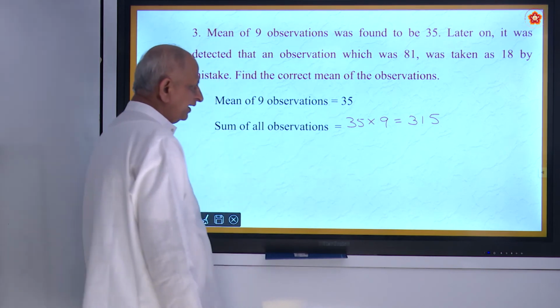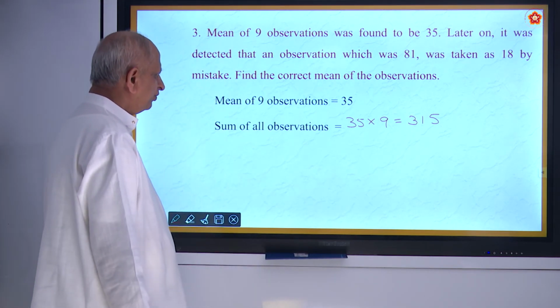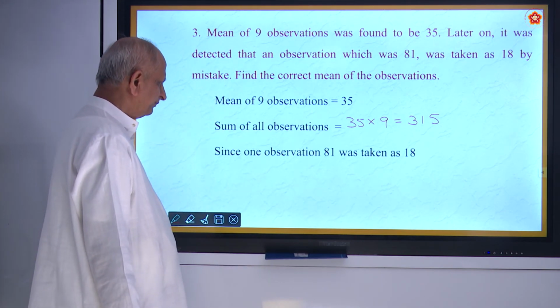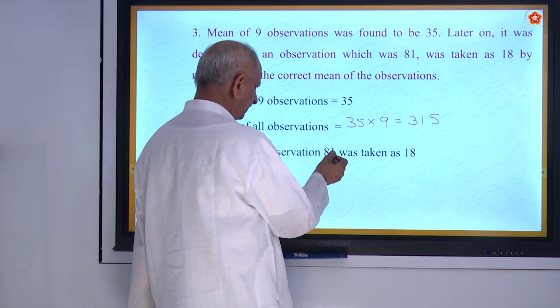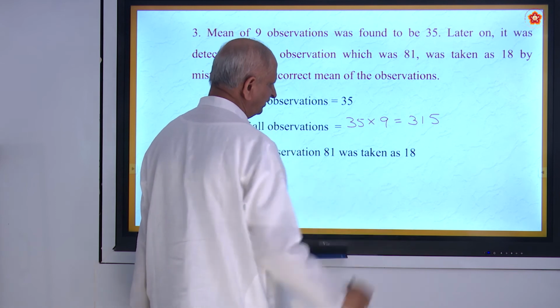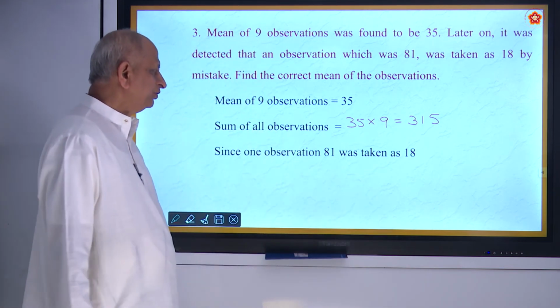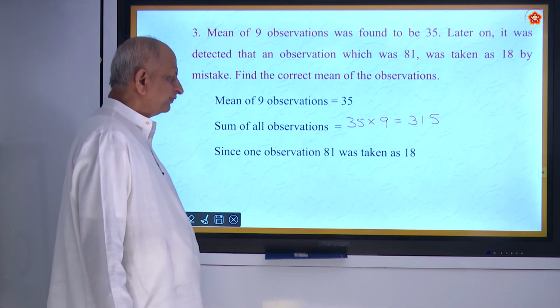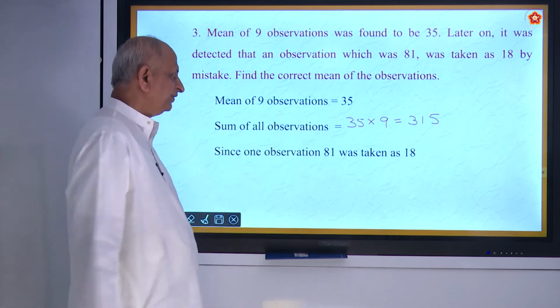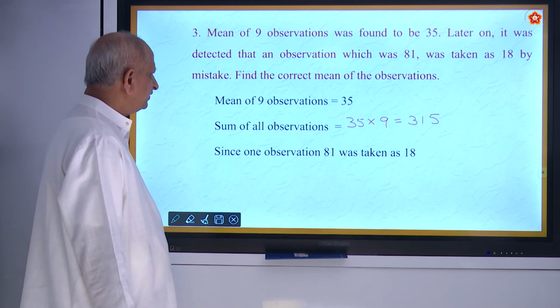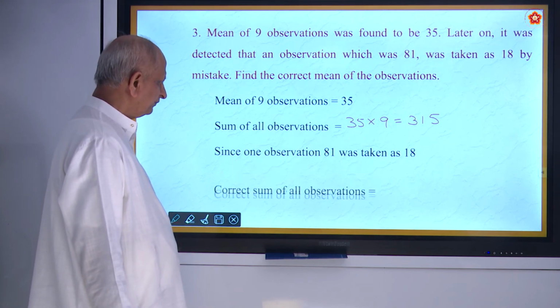The total became 315, right? And now some mistake happened. An observation that was 81 was taken as 18. So there is a mistake: instead of 81, they have taken 18. Now what is the correct mean they are asking?